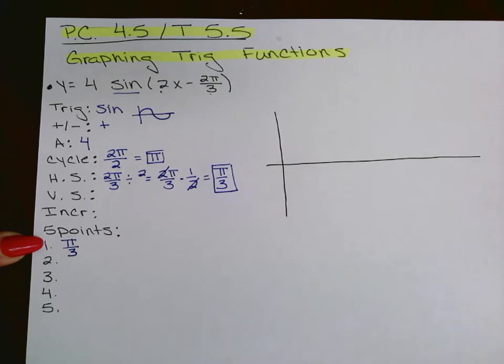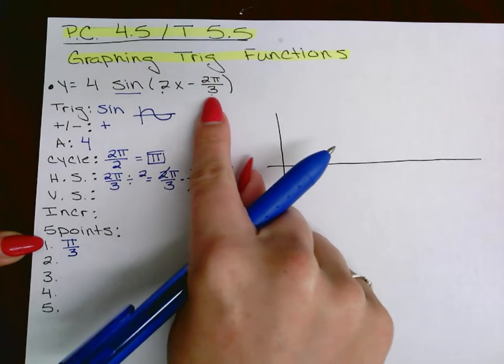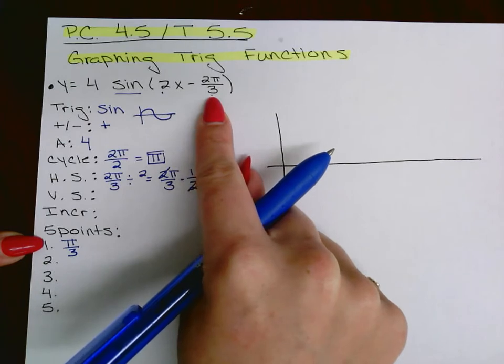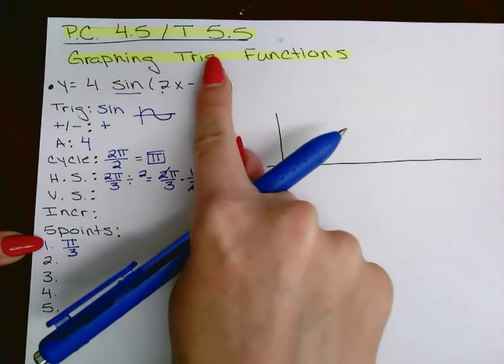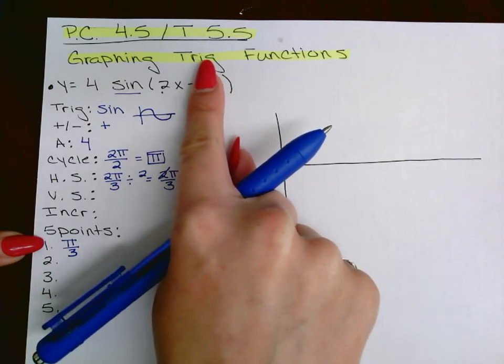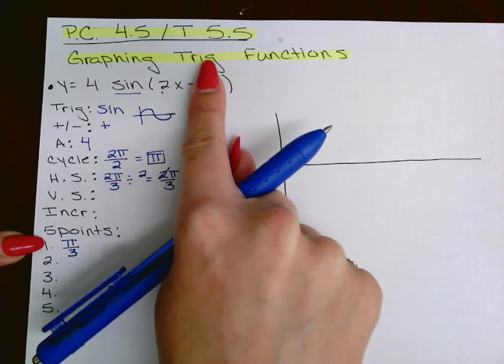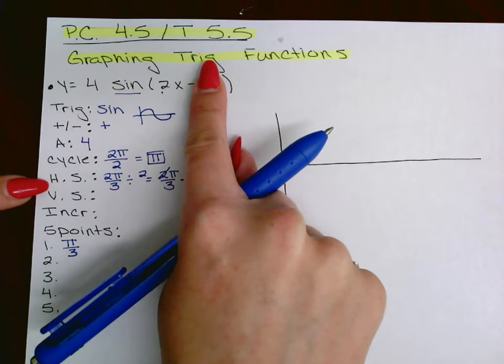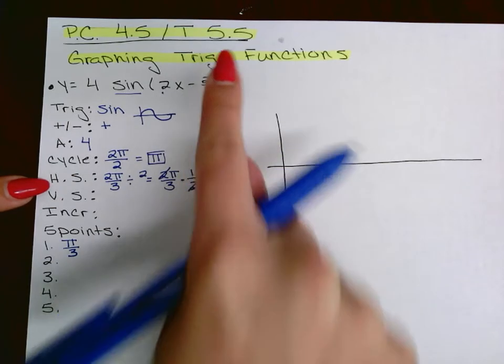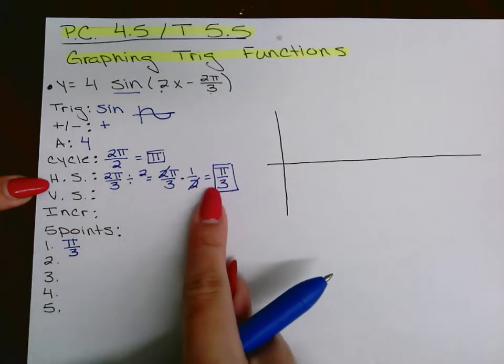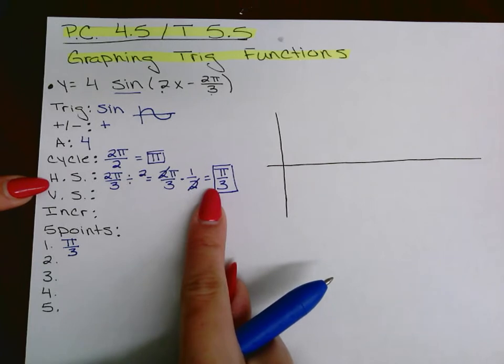If there were no c, let's say this was an easier problem and it stopped at 4 sine of 2x, then I have no horizontal shift. This part stays blank, or I like to fill it in with a line or the word none, so I know I didn't skip it. And then, because there's no horizontal shift, my first point would be at 0.